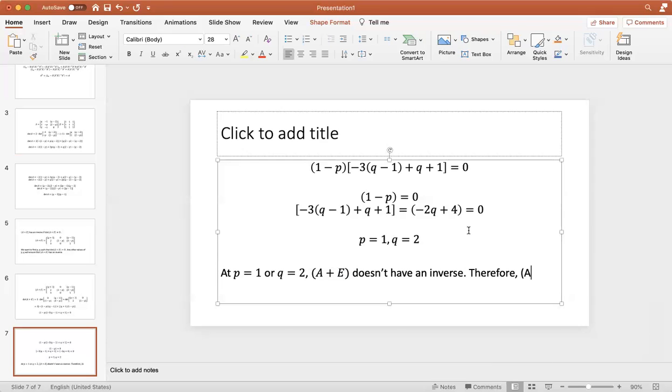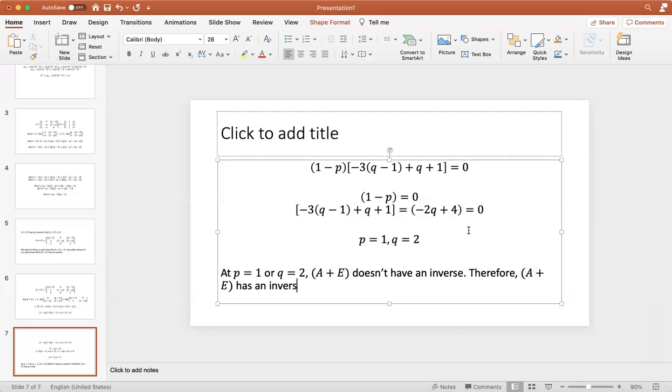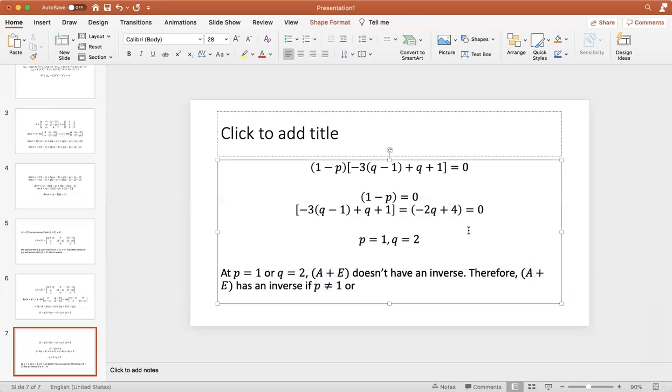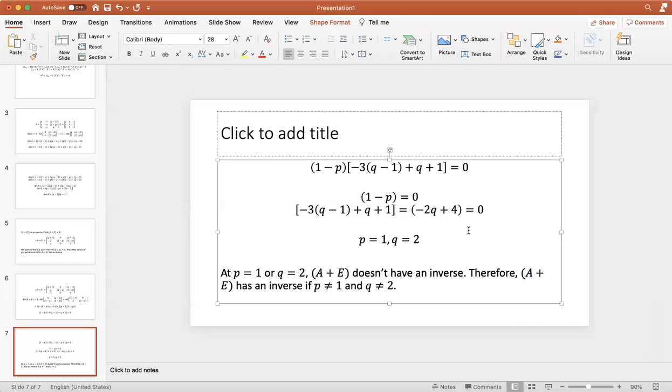Therefore, A plus E has an inverse when P is not equal to 1, and Q is not equal to 2. Okay? So yun yung solution sa number, that's number 10. No? That's number 10. Sir?